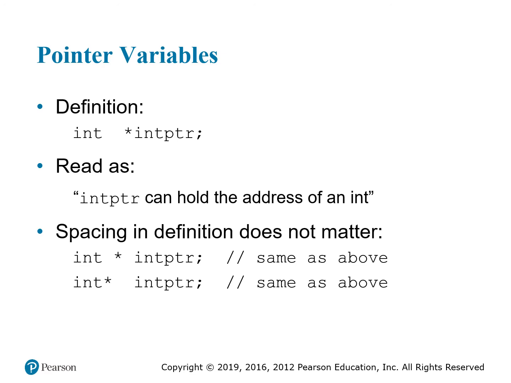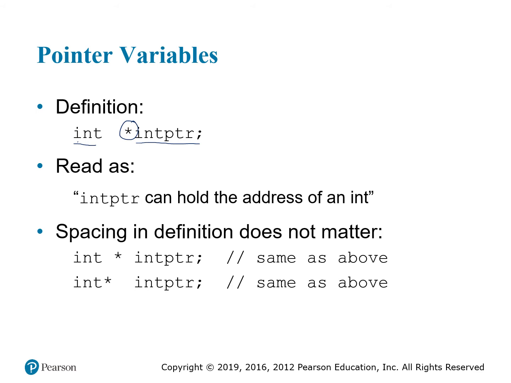Now that we've talked about some of the motivation for pointers, this is how you use them. You define an integer, int star, and then the pointer name, we're calling it int pointer here. What this reads as to the computer is that int pointer is going to hold the address of an int type variable.